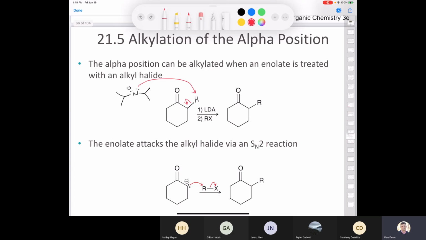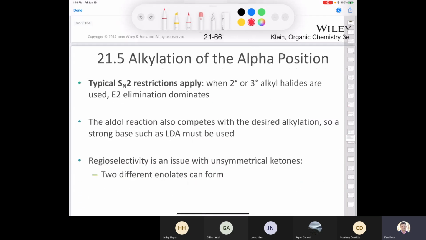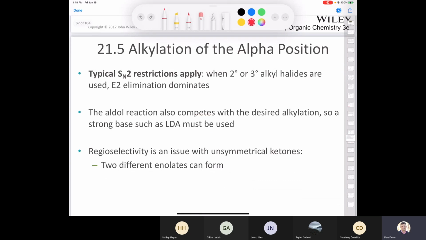Well, everybody here knows what the limitations of an SN2 reaction are. An SN2 reaction works best with a methyl halide or a primary alkyl halide. So again, the typical SN2 restrictions apply. If you have a secondary or tertiary alkyl halide, you're going to get mostly E2, okay?